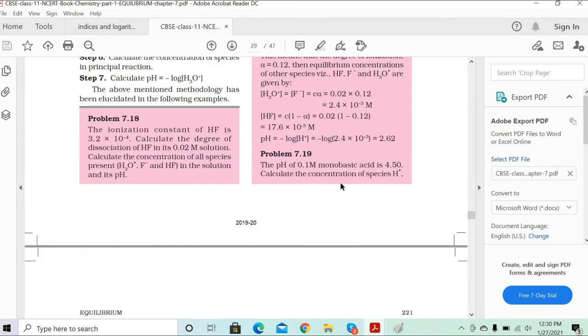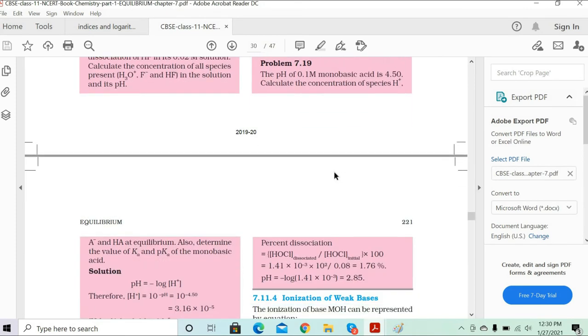Second, 7.19 is clear, the question? The pH of 0.1 molar monobasic acid is 4.5. Calculate the concentration of species H plus ions, A minus ions and the HA at equilibrium. Also determine the value of K and the pK, pKa of the monobasic acid.